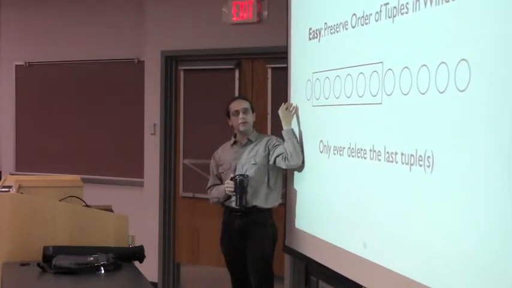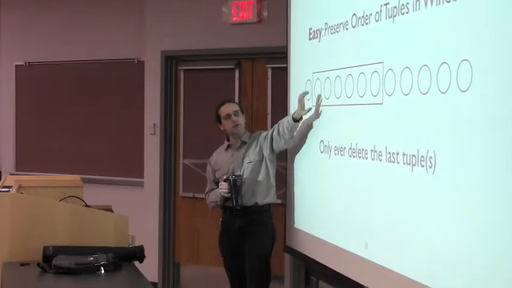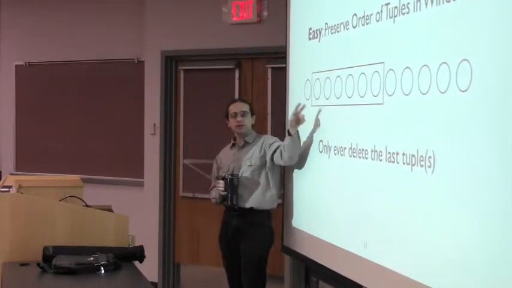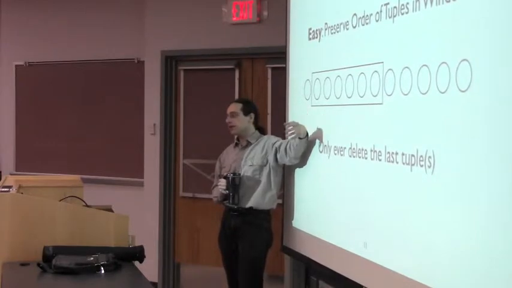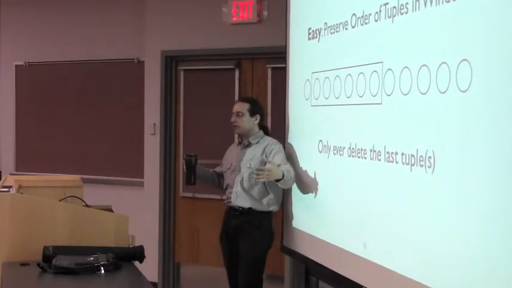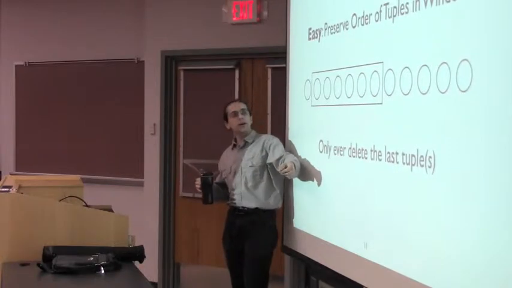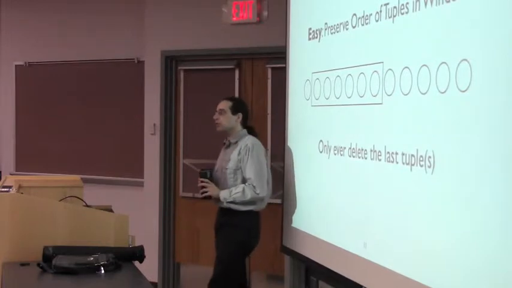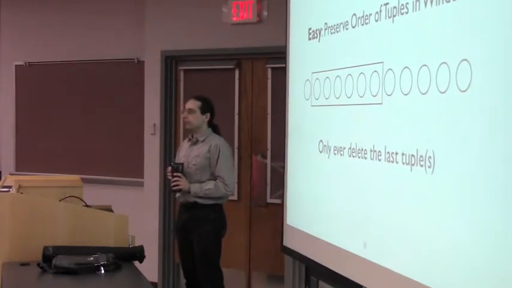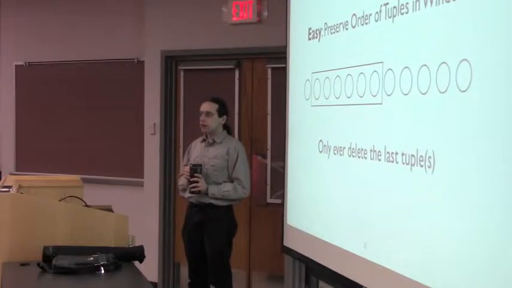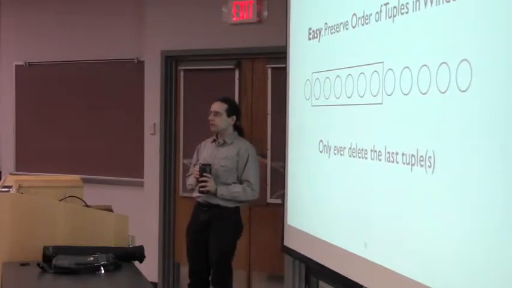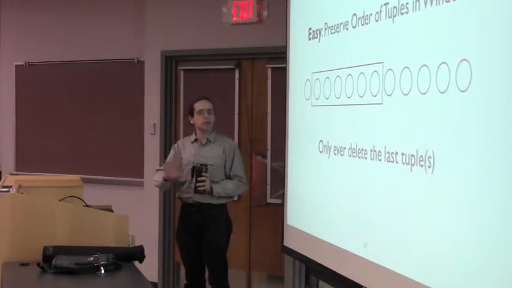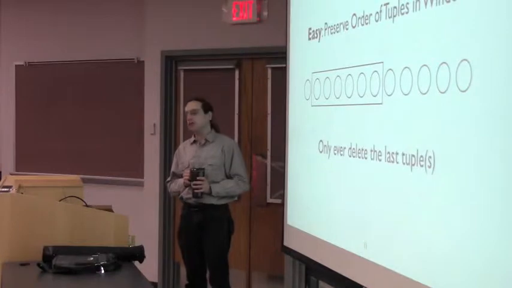So basically, if the window size is fixed, every insertion causes exactly one deletion. If the window size is dependent on some sort of data semantics, such as everything in a 2 month window, then we may delete zero or more tuples from the window. Any other questions? Okay. So in this case, we're always deleting the last tuple. This is a constant time operation to do a deletion.